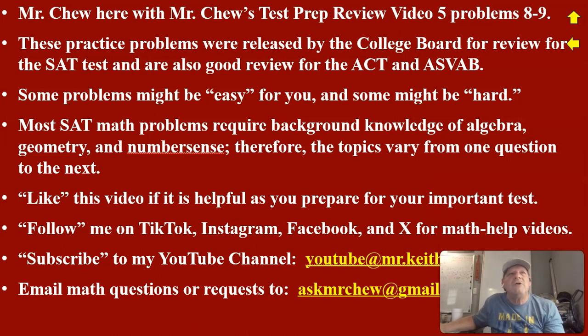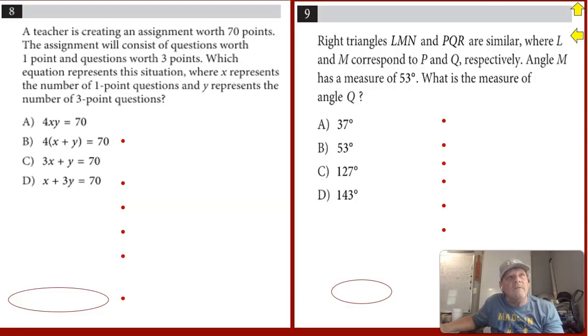All right, so let's go ahead and get started. If you want to pause this once I put the 2 videos up, feel free to do that. So, question 8 says a teacher is creating an assignment worth 70 points. The assignment will consist of questions worth 1 point and 3 points. Which equation represents this situation?